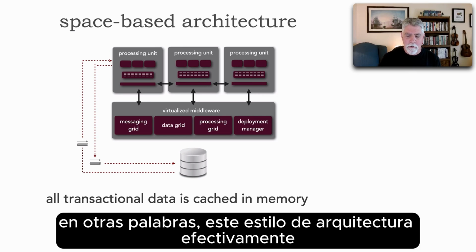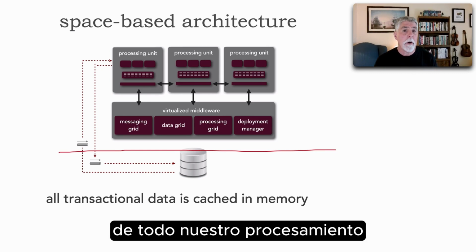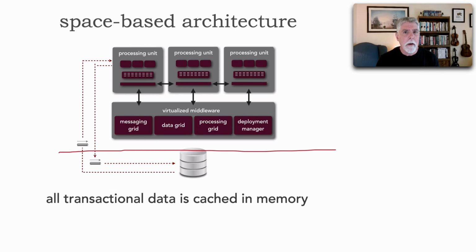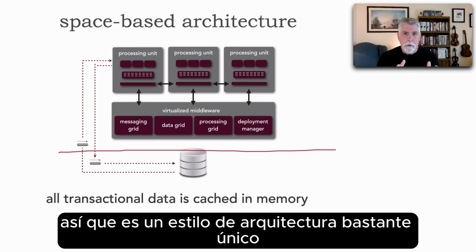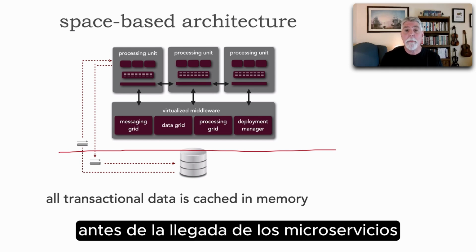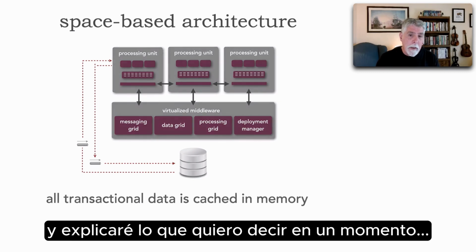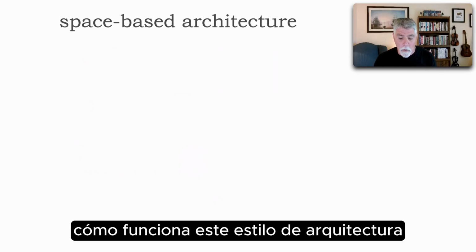In other words, this architecture style effectively separates the database from all of our processing. So none of those services, called processing units here, ever read or write to the data. And that leverages usually replicated caching to solve that problem. So it's quite a unique architecture style. And as a matter of fact, before the advent of microservices, Neil Ford and I always referred to space-based as a domain-specific architecture style. And I'll explain what I mean in a little bit. But first, let's actually see quickly how this architecture style works.